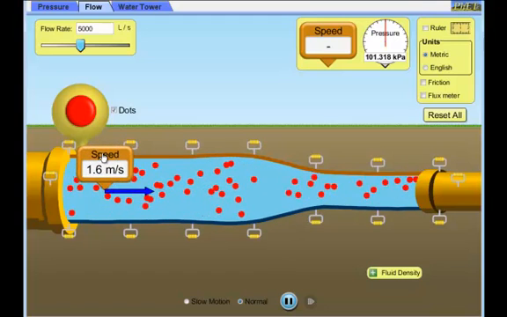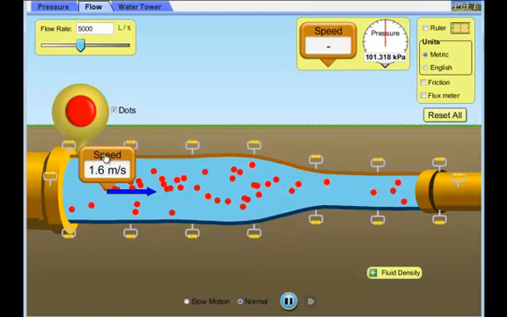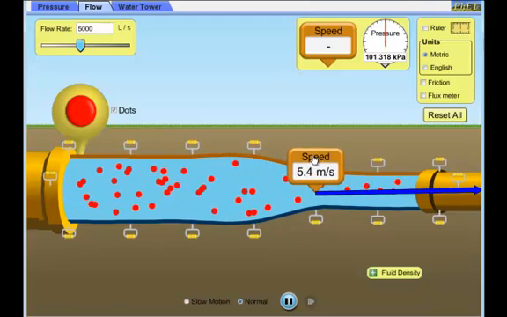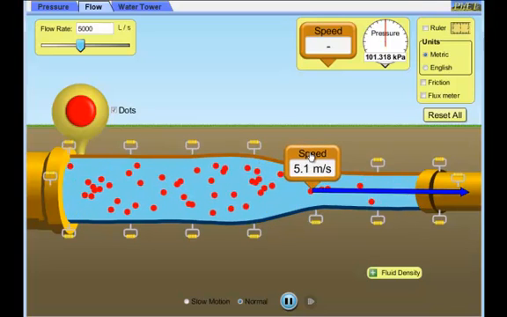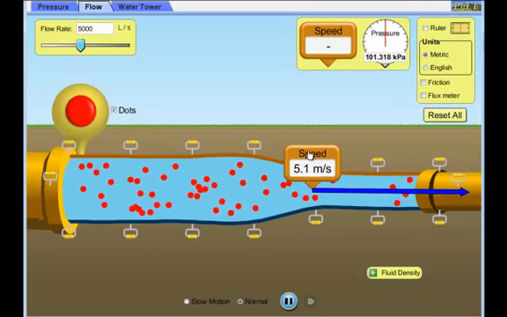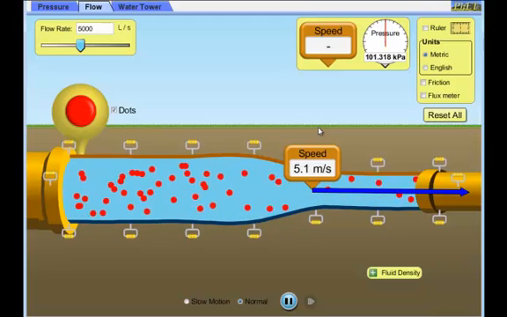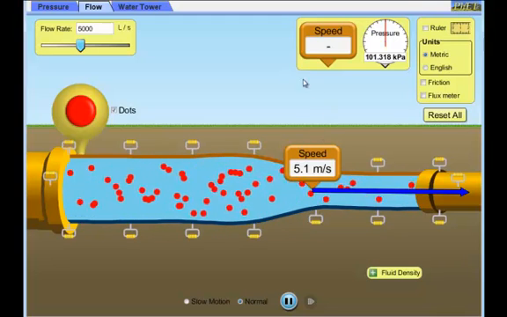So it's still 1.6 meters per second over on the far left-hand side here. But as we get closer and closer and finally over to this far right-hand side, where the cross-sectional area is smaller, the speed of the fluid is faster.